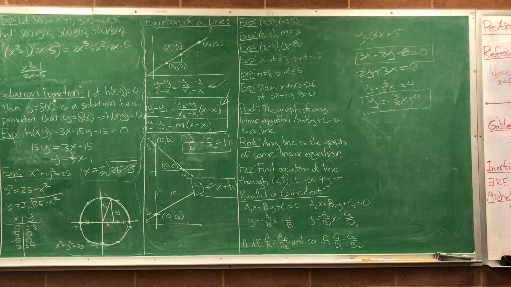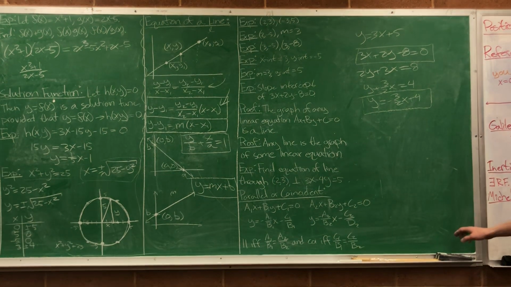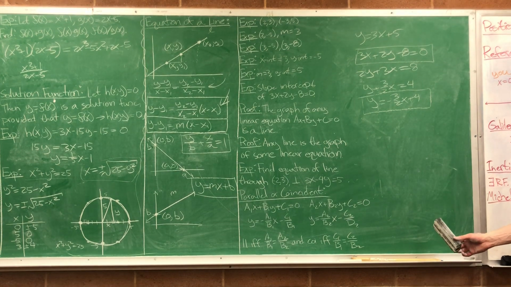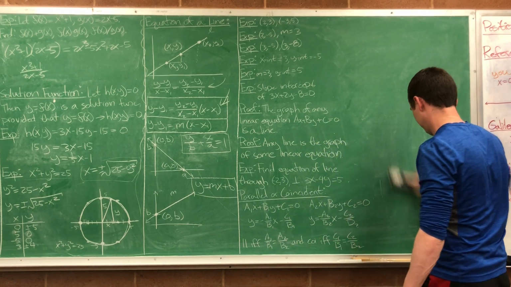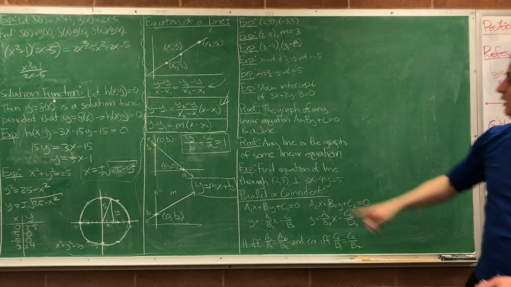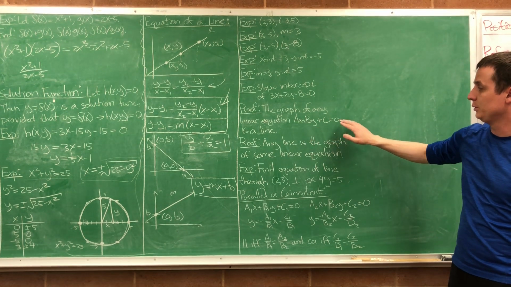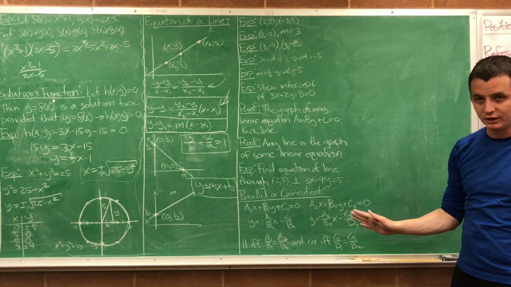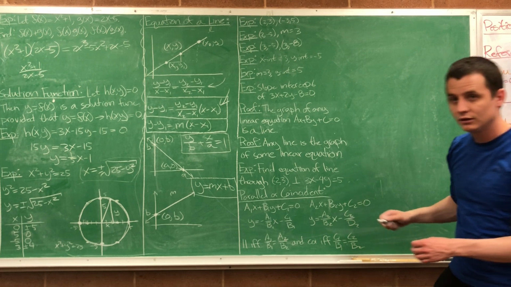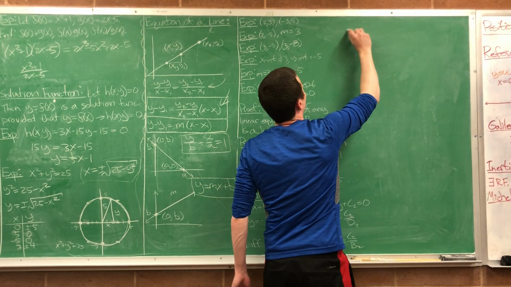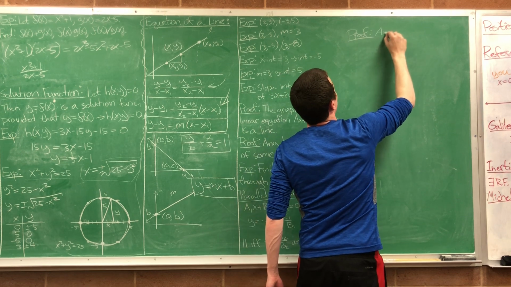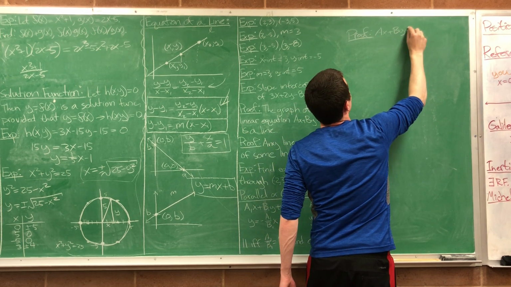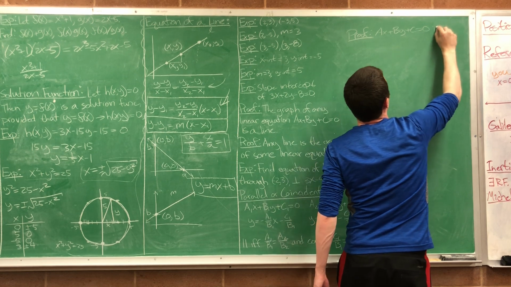Now, quick proof that the graph of any linear equation is a line. So take any linear equation, ax plus by plus c equal to 0. We're going to prove that that's always a line. Ready? So, proof: ax plus by plus c equal to 0 is a line.